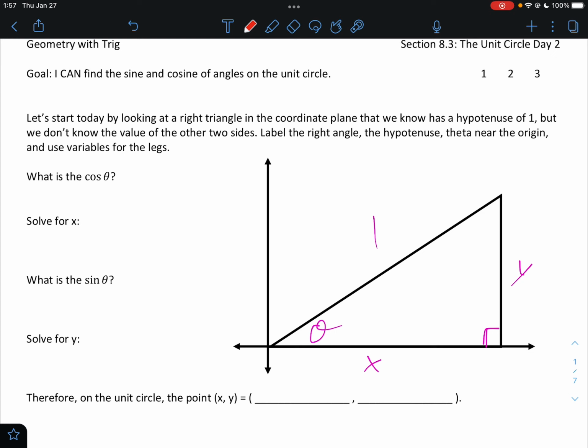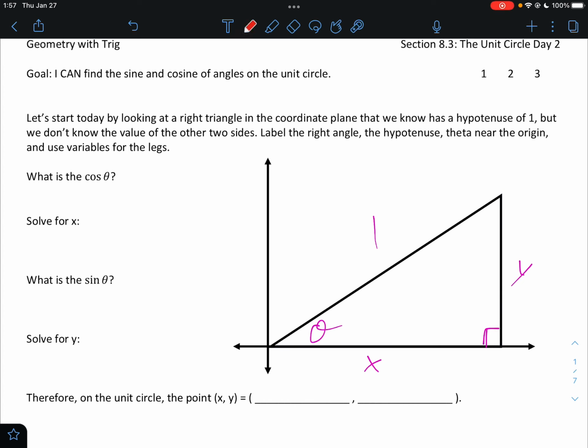What we're going to do here is label the hypotenuse 1, because in the unit circle, it's always going to be 1. Then we're going to label the horizontal part, the bottom part of it, x, and the vertical part of it, y.